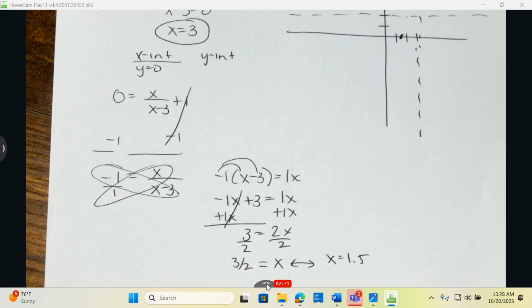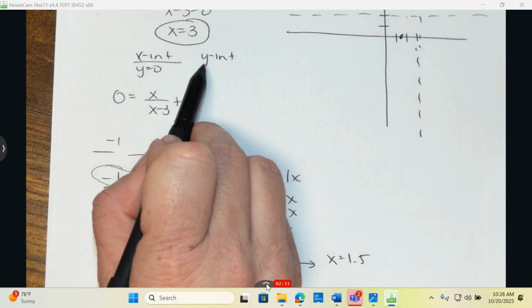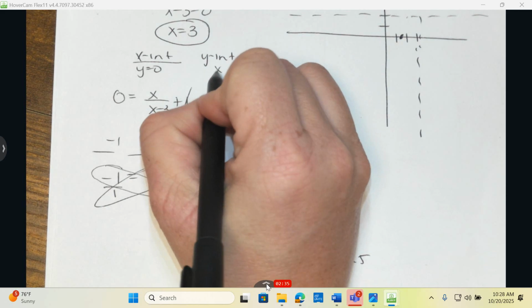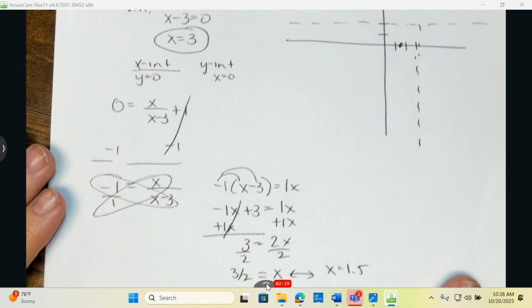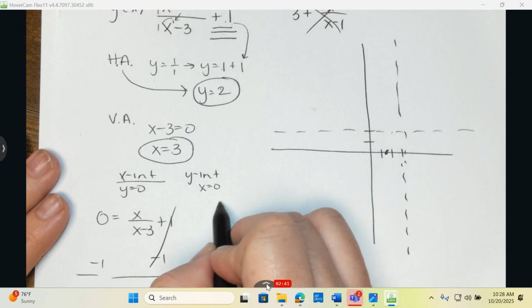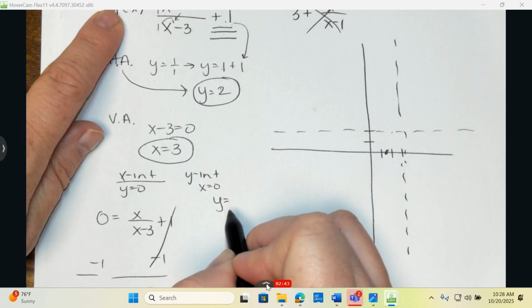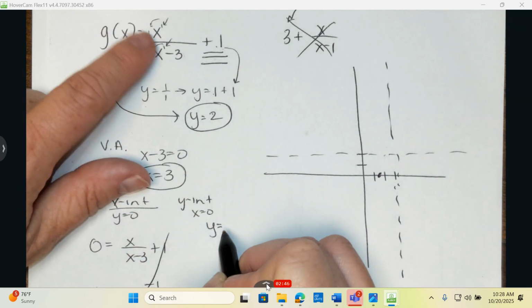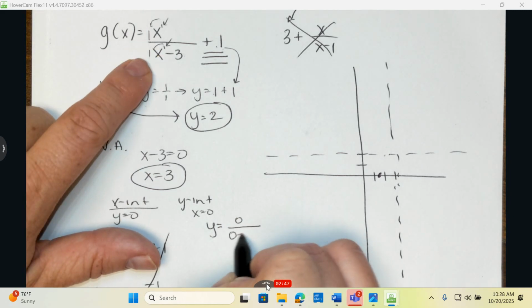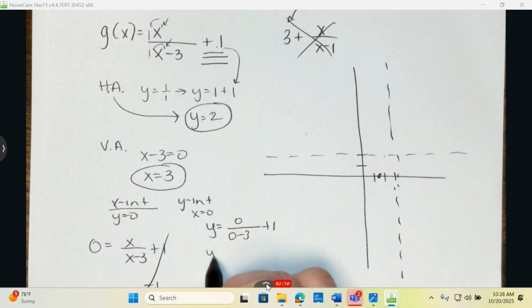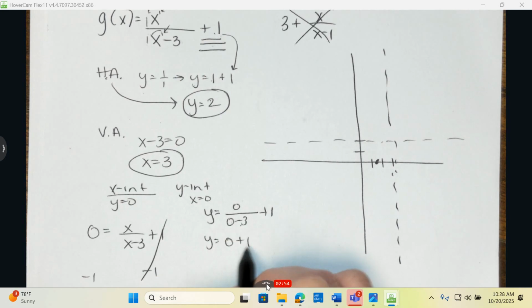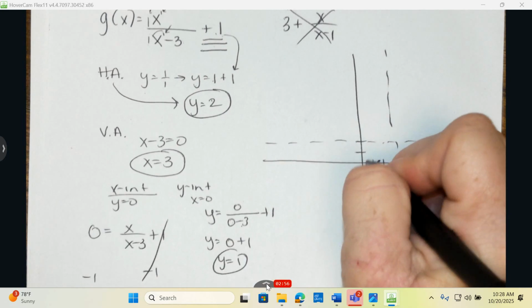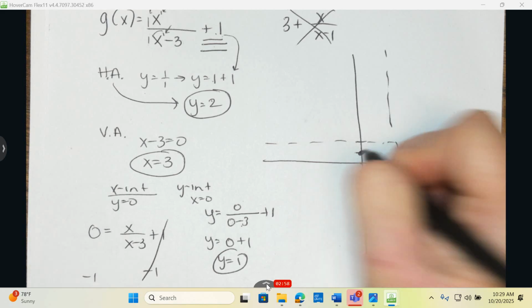How do I determine the y-intercept? I'm going to make x equal to 0. So I'm going to come up to the original problem, and I have y equals 0 divided by 0 minus 3 plus 1. Well, 0 divided by any value, 0 divided by negative 3 is 0, and 0 plus 1 is 1. So I come over here to y equals 1.